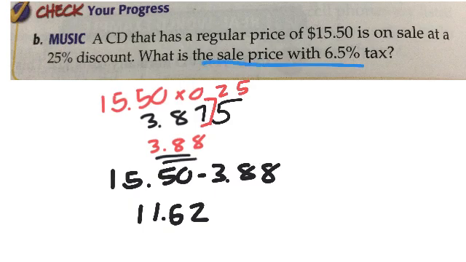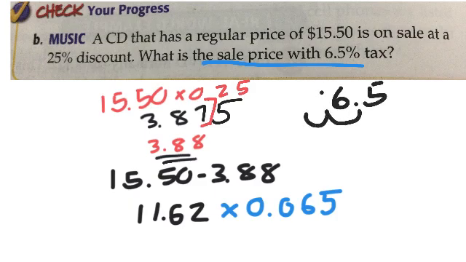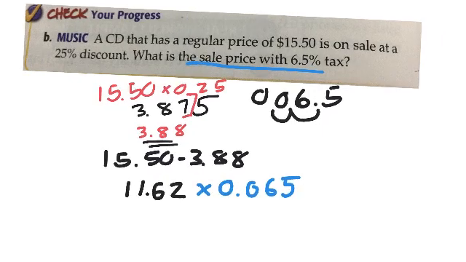But now we want to know the sale price after we put tax on it. So what do I need to do now? 11.62 times 6.5% or 0.065. Make sure you get that second zero because we got to move it 2 places left. So you got to have a placeholder 0 there. And then 0.755.